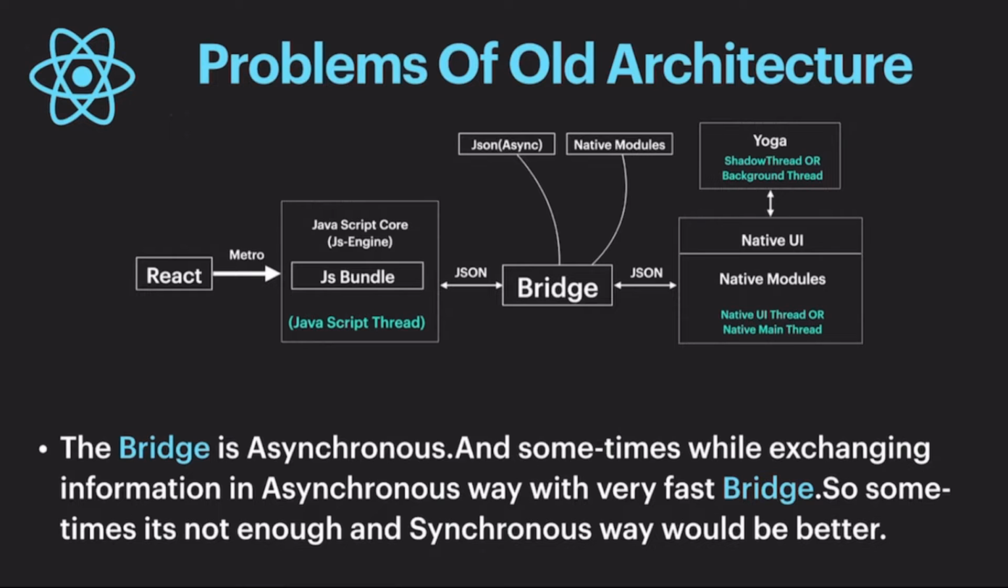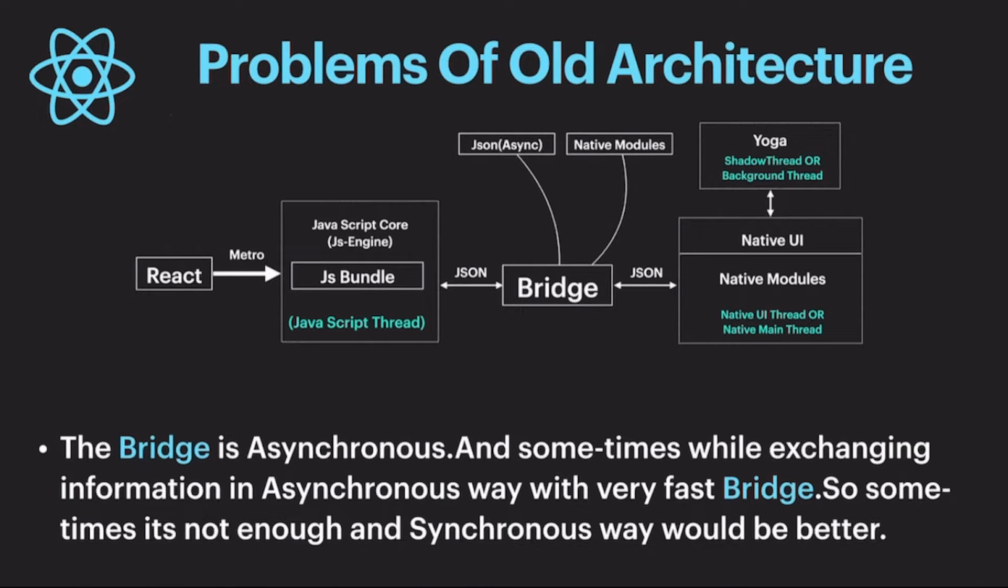Third is Yoga, or you can say the layout thread or background thread. It is used to decide the layout of elements in the UI before rendering. It works along with a layout engine like Yoga, which is used to calculate the UI element positions. The most important part of the old React Native architecture is the bridge. It allows us to exchange information between the JavaScript and native layer through JSON messages.